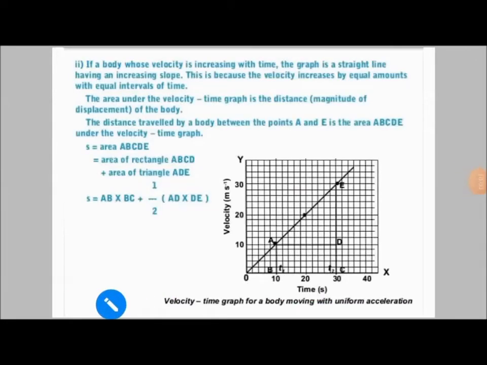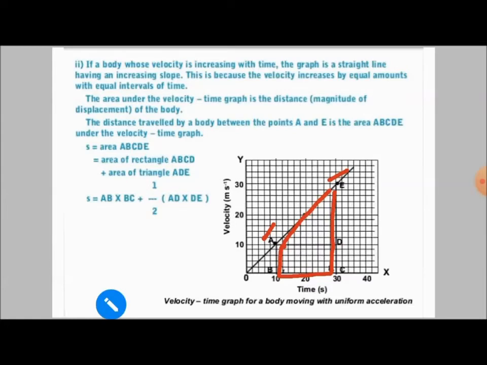Now if we wish to find distance through the velocity time graph, we have to consider the area under the velocity time graph. So in this case, the distance traveled by a body between the points A and E is the area A, B, C, D and E.